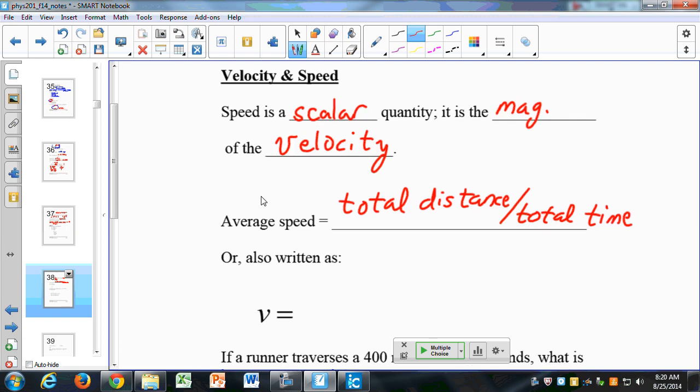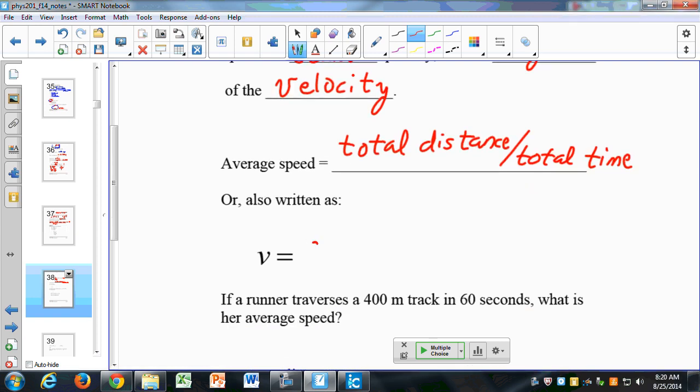Or we could also just write it as d over t. So this is what we usually think of when we think of speed. It's just our rate of change of the distance divided by the time. If I have a runner that runs around a 400-meter track, and we're not talking about displacement here, I'm talking about a distance. If you run around a 400-meter track, what's the distance that you've traveled?